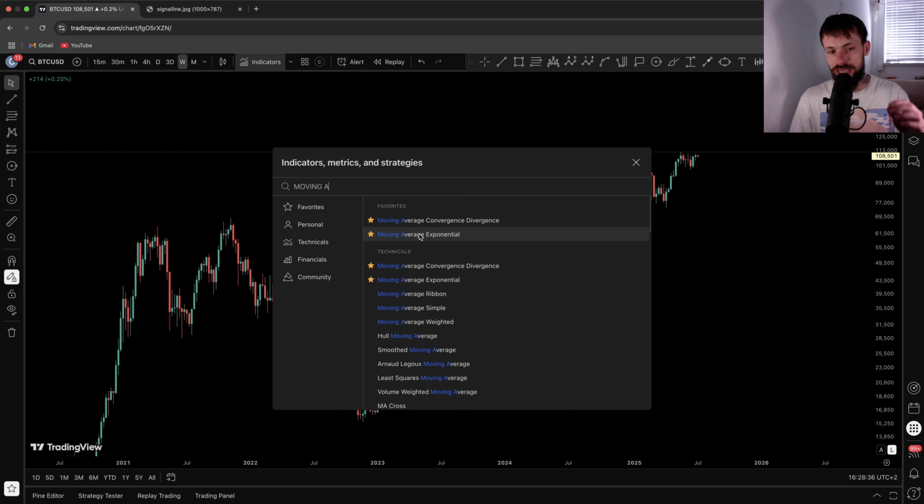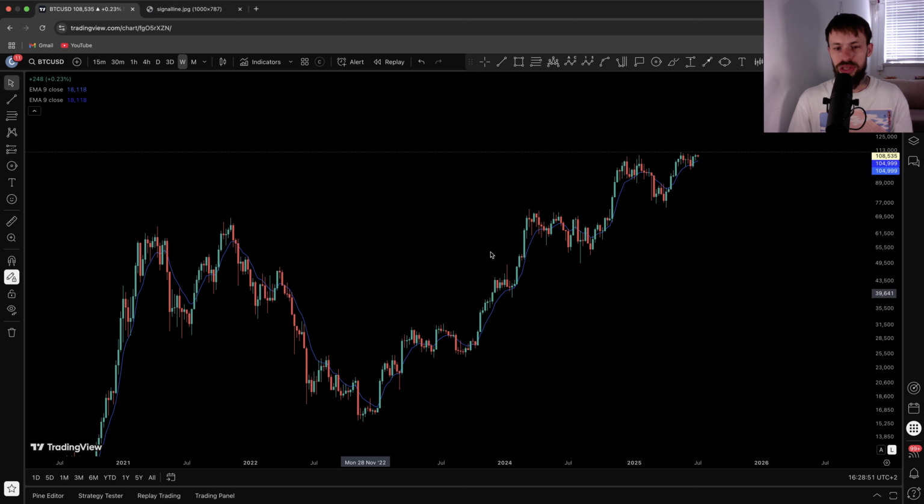So what we're going to do is click on moving average exponential, and you'll see it will bring up this blue line on the chart. We're going to click it another time, so a second time, and we should get, well, we only get one line because both EMAs are the same length. So that will add it to your chart, and then it will be on here for you.